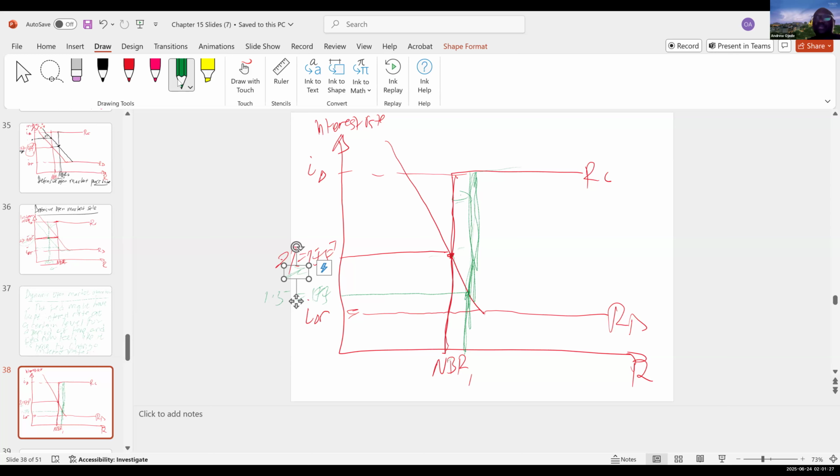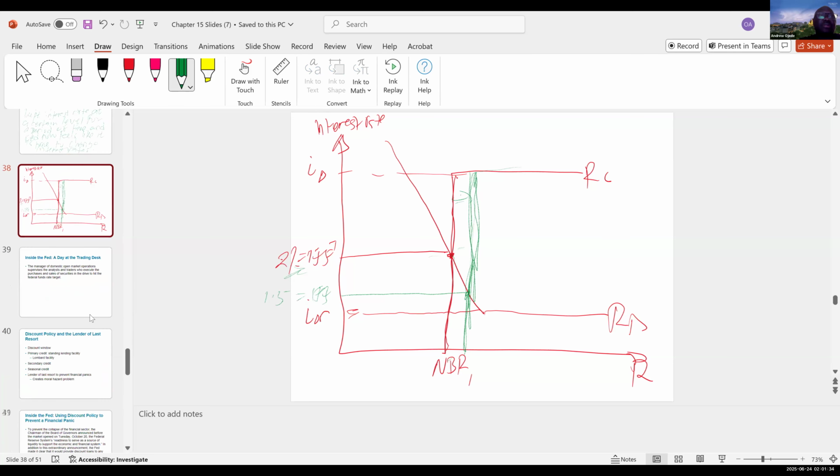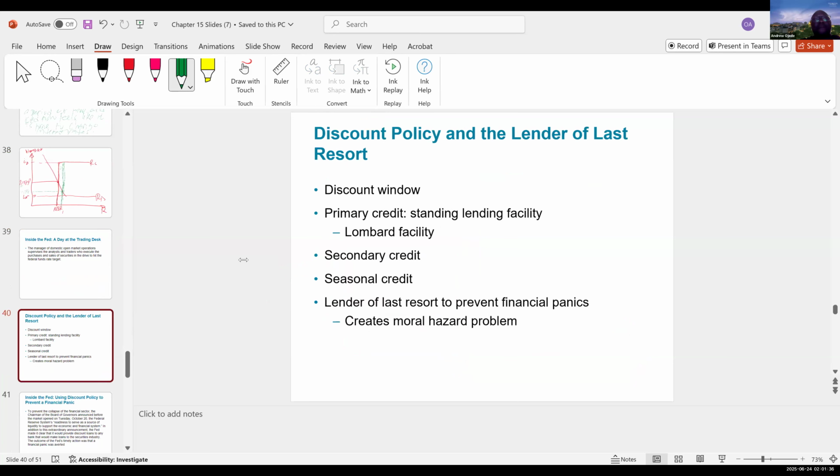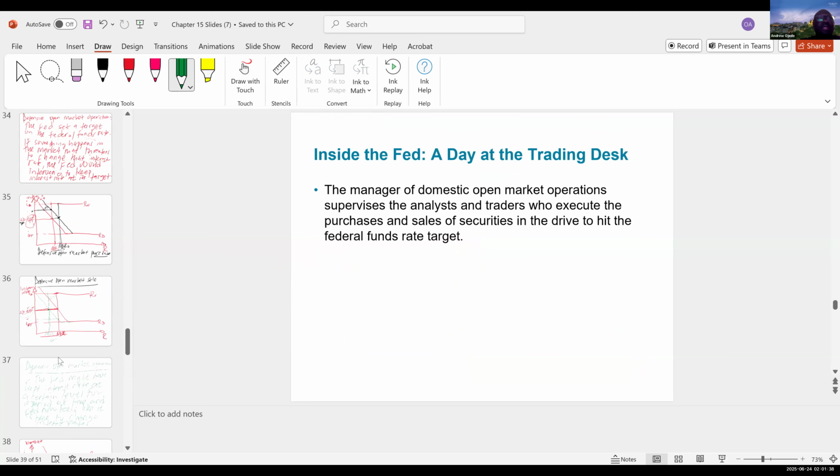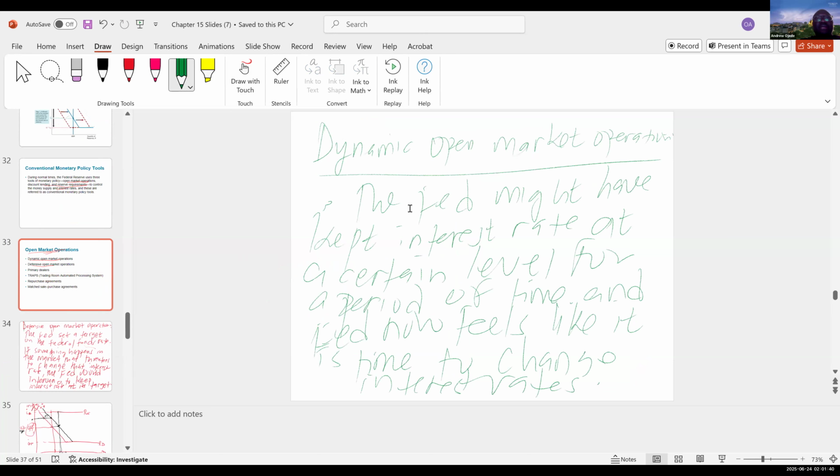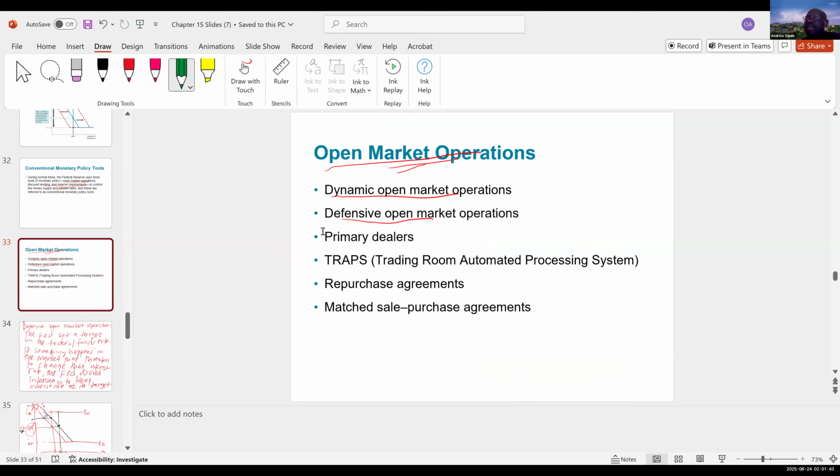Okay, so that's what dynamic and defensive open market operations mean. Then the other thing we're going to talk about is how the Fed implements its open market operations. This idea about buying and selling Treasury securities opens on a computer network called the TRAP system. It's very sophisticated. TRAP stands for Trading Room Automated Processing System.